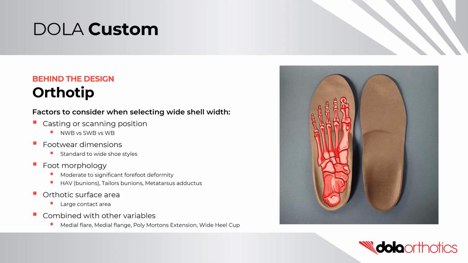Foot morphology. This selection is suitable for moderate to significant forefoot deformities, including HAV or bunions, Tailors bunions, and Metatarsus adductus. Orthotic surface area. This selection will increase the contact area of the orthotic to the foot.